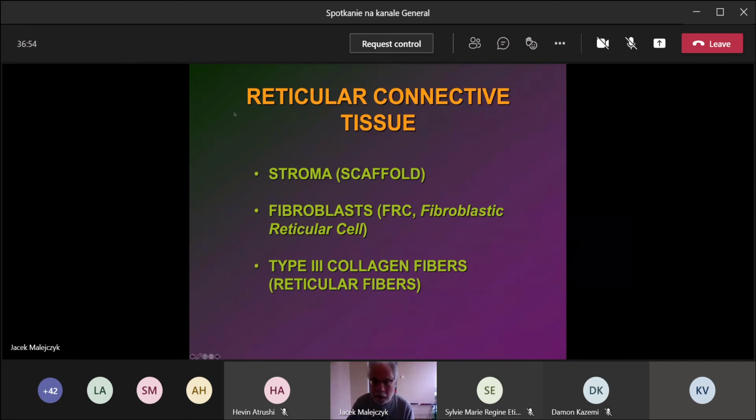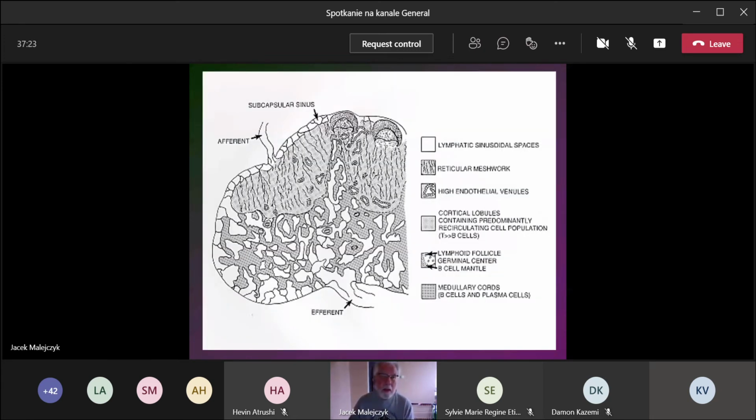Well, a few words I need to say about the connective tissue, which forms a scaffold, which forms a stroma in the lymph nodes. This we call reticular connective tissue because it is composed of type 3 collagen fibers, which form what we call reticular fibers. Of special interest are fibroblasts, which are responsible for production of these collagen fibers. Why are they so important? Because they not only form a scaffold for the lymphatic cells, their role is far more advanced.